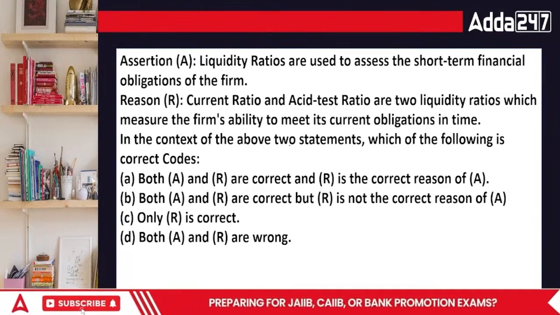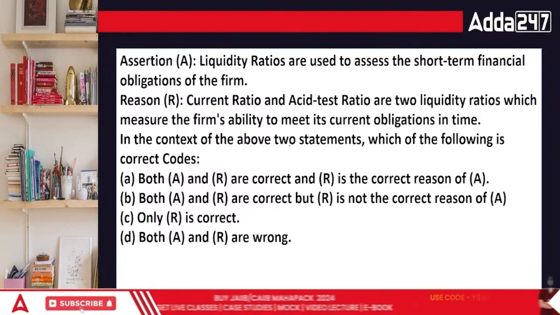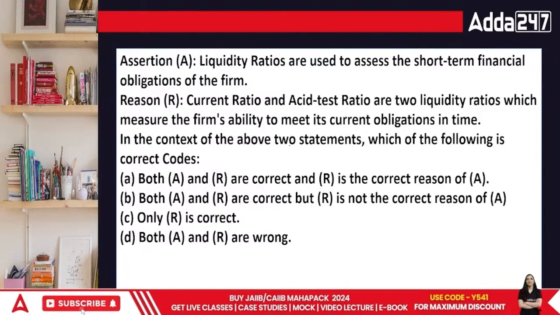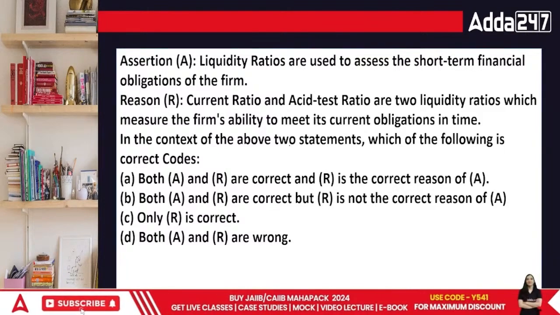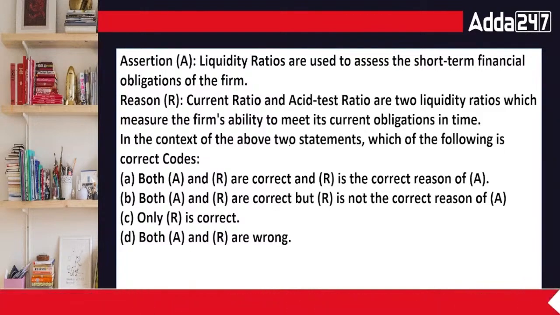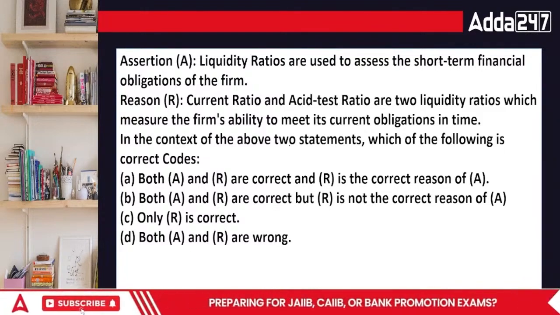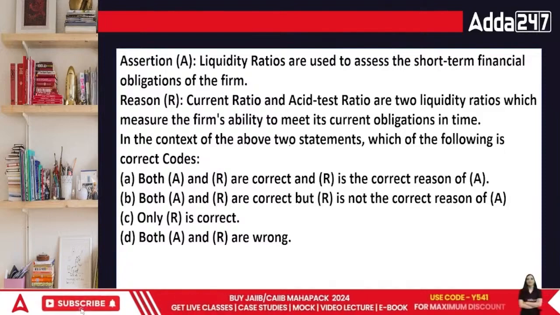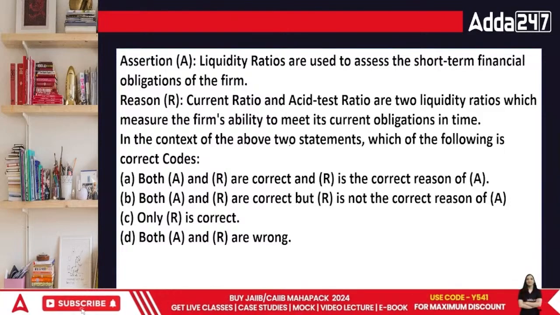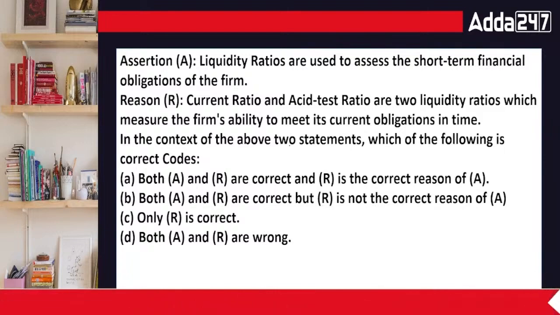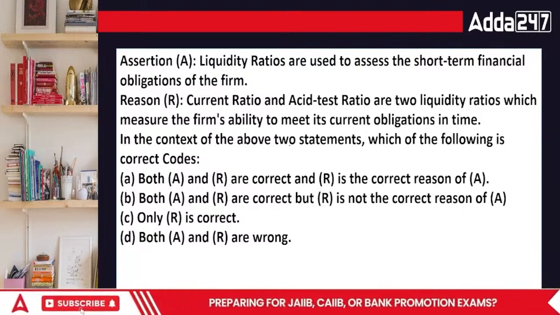Next question. Assertion and reasoning based, everyone. Liquidity ratios are used to assess the short term financial obligations of the firm. Current ratio and acid test ratio are two liquidity ratios which measure the firm's ability to meet its current obligations in time. In the context of the above two statements, which of the following is the correct code? Both are correct, but R is not the correct reason. Both A and R are correct, but R is not the correct reason. Then we have only reasoning is correct, or both are incorrect. Think about it, everyone.